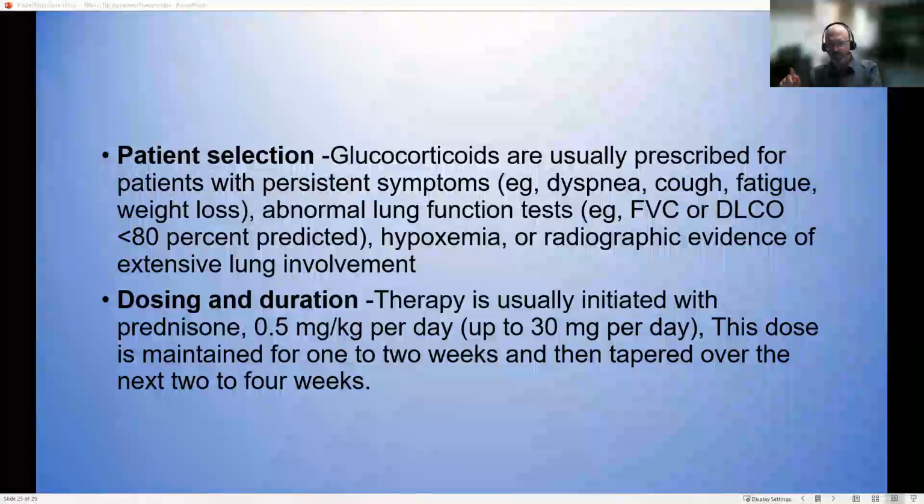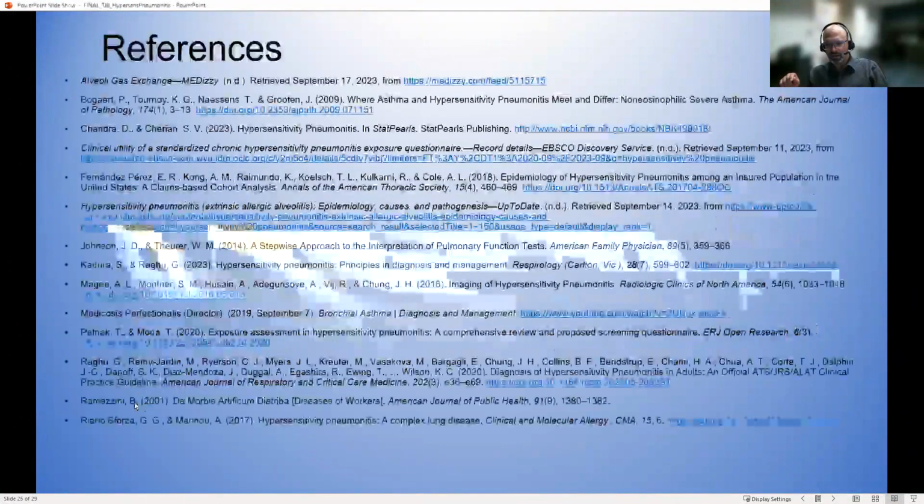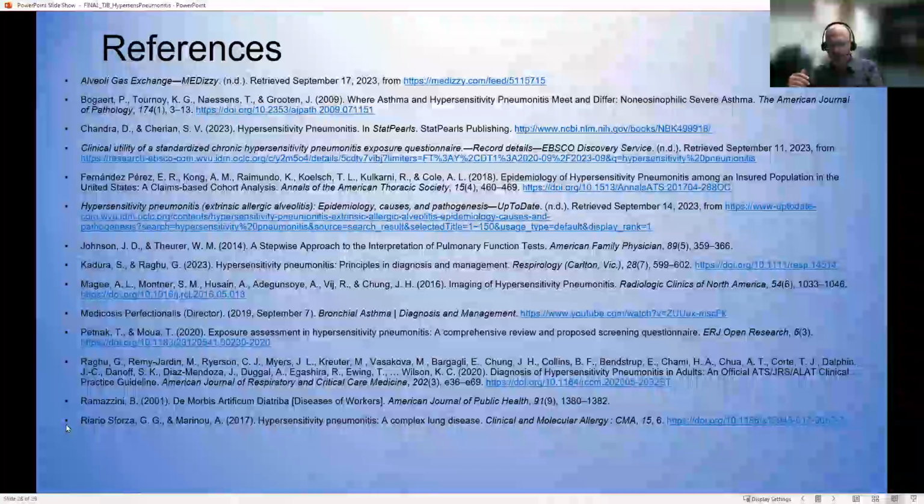Let's go a couple slides. So next slide, please. There's some references, but I had some extra slides I wanted to go through.